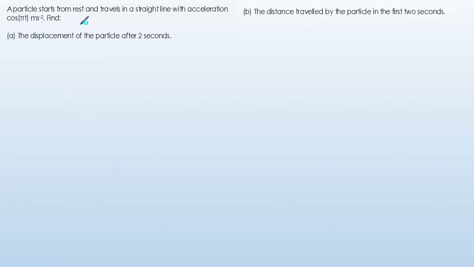A particle starts from rest and travels in a straight line with acceleration cos pi t meters per second squared. We want to find the displacement of the particle after 2 seconds. Well, we're going to assume that the start point is where displacement is measured from in the absence of any further information. In other words, x is 0 when t is 0.